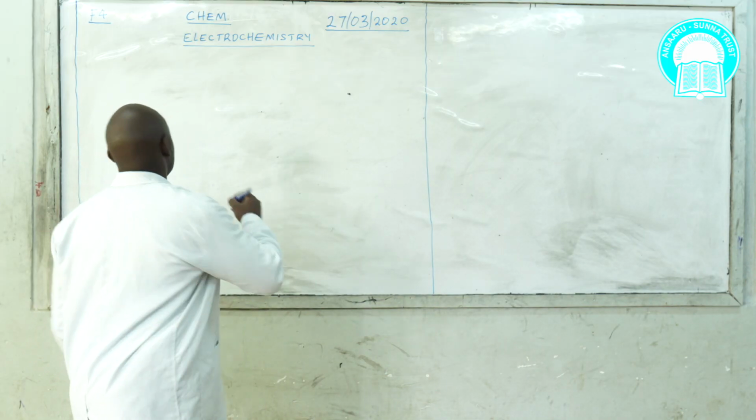My names are Mr. Sunguti Albert from Bosco Secondary School. I'm going to teach Form 4 topic known as electrochemistry. Electrochemistry is defined as a branch of chemistry that deals with the relationship between electrical energy and chemical reactions.